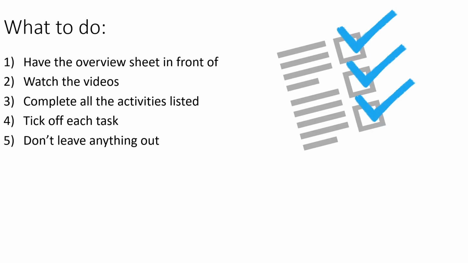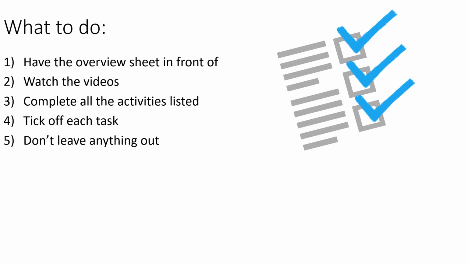This is to be completed if you are working from home and working remotely. Right, the first thing to do is make sure that you have the overview sheet in front of you that lists out all the different objectives for this module with all the different tasks on Hegarty, on Oak Academy, on Corbett Maths. Have that in front of you as I'm talking about this.